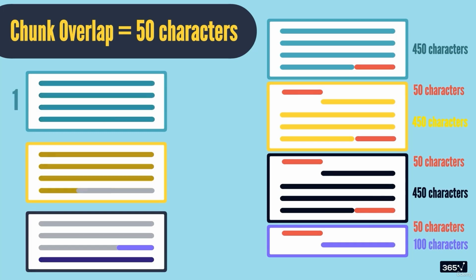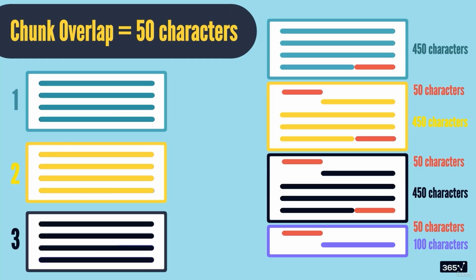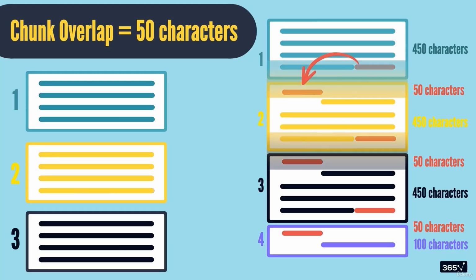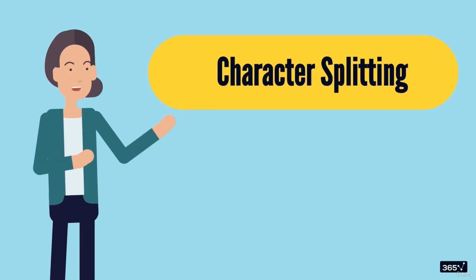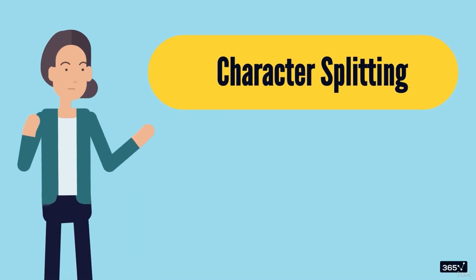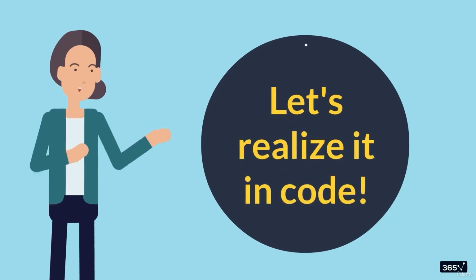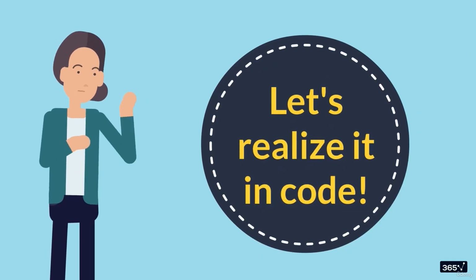Therefore, introducing a chunk overlap increases the number of splits, but it has the benefit of including context from the previous split in the next, thereby introducing a smoother flow between the chunks. Okay, we've covered the conceptual part of the character splitting technique. It's time we realized it in code in the next lesson.